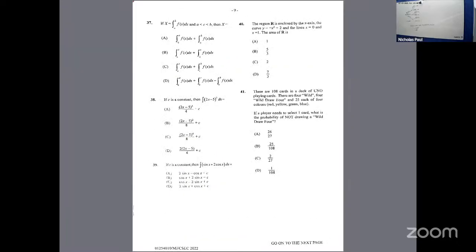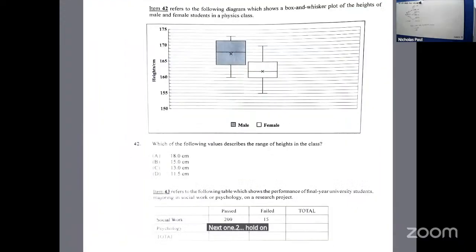Next one, 42. Hold on. I didn't pause that. Deeper.